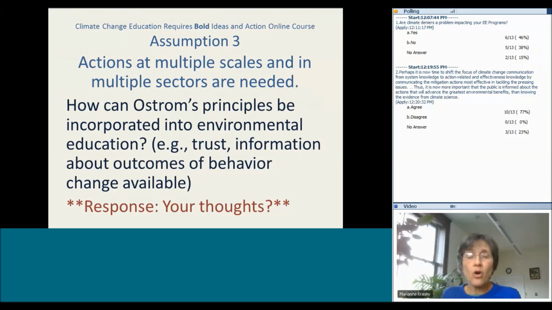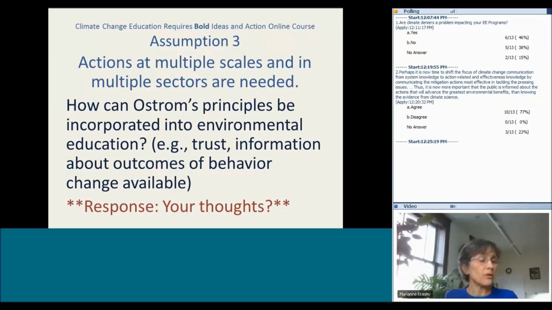So now we have an open-ended poll. I'm not sure if it's called a poll, but a response anyways. And my question for you is, how can Ostrom's principles be incorporated into environmental education? So for example, that people need to trust each other before they will act for the collective good, or that we need to have information about the outcomes of any change in behaviors or policies in order for people to act collectively. I'm going to go ahead and open it now. We'll give some people some time. Yeah, it'll take a moment for people to fill that out.